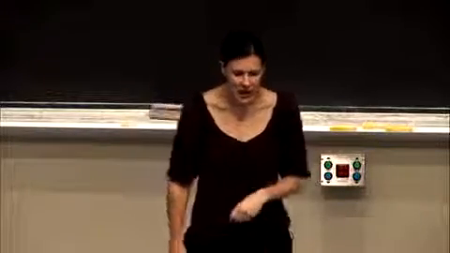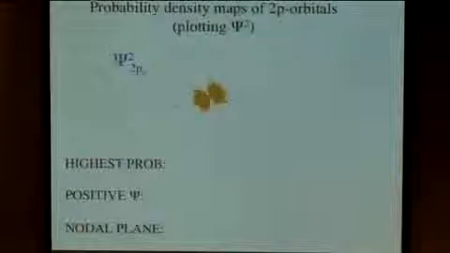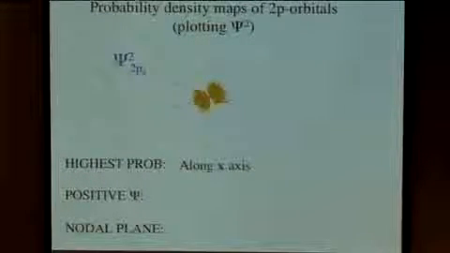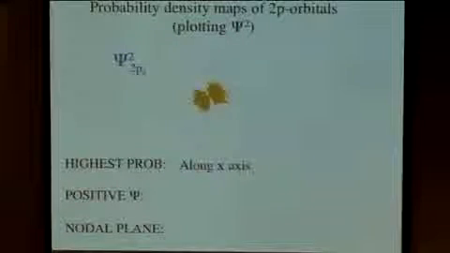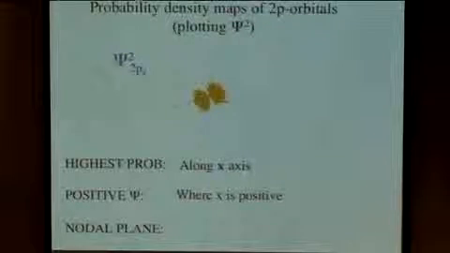So let's look now at the 2px orbital. This is the probability density map. So we're talking about the square here. The highest probability now is going to be along the x-axis. So that means we're going to have a positive wave function every place where x is positive. What is the nodal plane in this case?